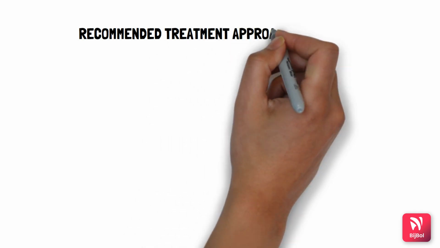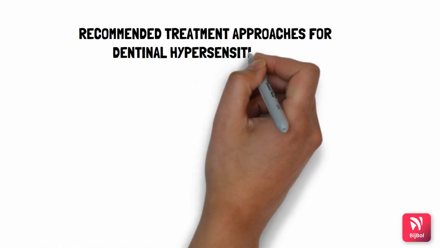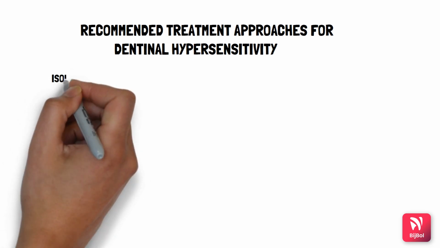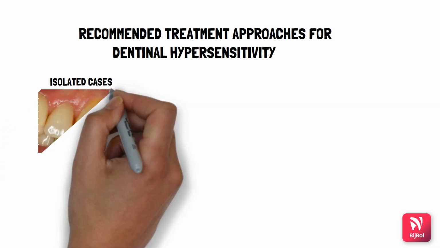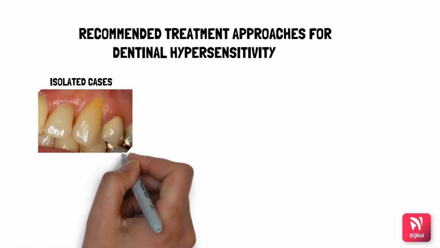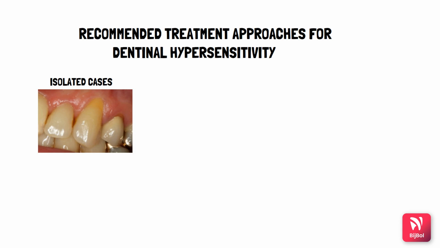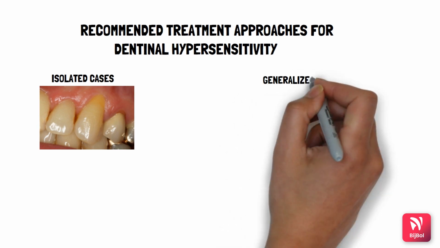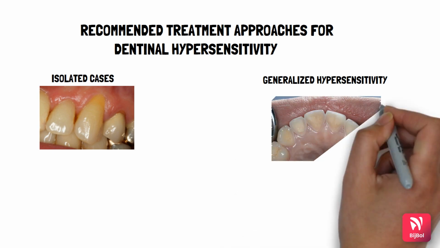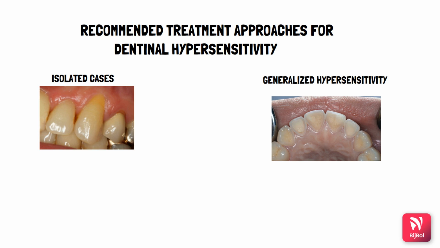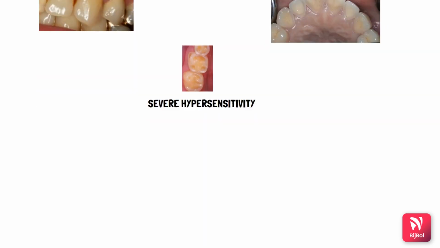Now we'll see a few recommended treatment approaches for dentinal hypersensitivity. In case a few teeth are affected, that is, isolated cases, we can apply varnish, dental adhesives, adhesive resins, or adhesive restorations. In case of generalized hypersensitivity, we prescribe dentin desensitizing toothpaste and mouth rinses. Whereas in case of severe hypersensitivity, we usually consider endodontic therapy. So this is a brief about dentinal hypersensitivity.